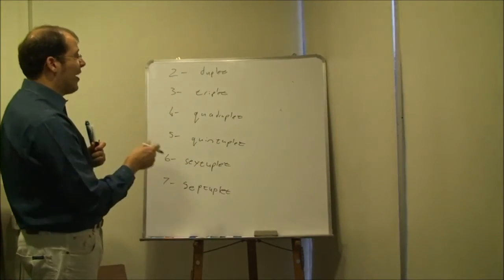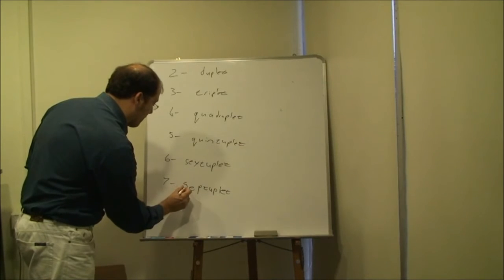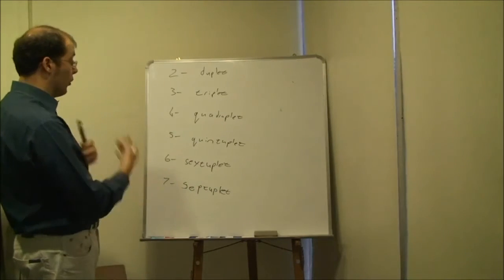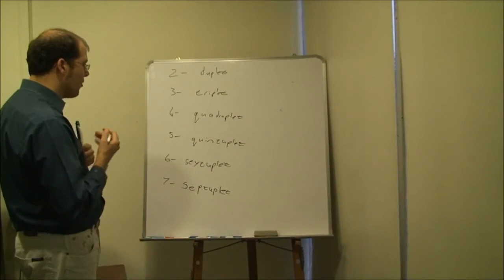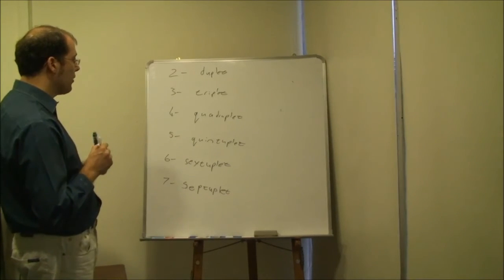And you can carry on, and you could have octuplets and nonuplets and all kinds of things. But the concept is fairly fluid. And you can generally figure it out from the context. And that's all you need to know about tuplets.